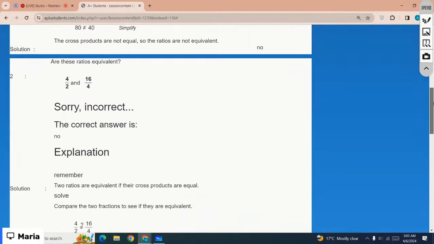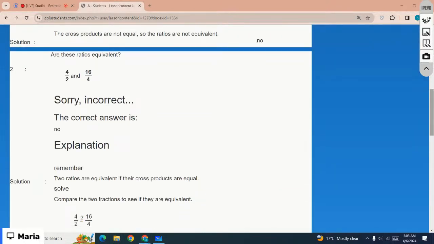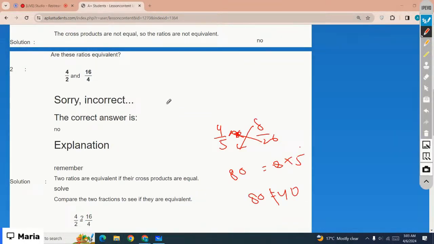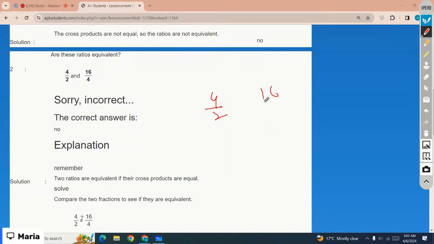Okay. The next one is, are these ratios equivalent? You are given the ratios 4 by 2 and 16 over 4. Two fractions are equivalent if their cross products are equal. Cross products means you multiply like this and then like this. 4 times 4 is 16 and 16 times 2 is 32. They are not equal. So the correct option is they are not equivalent.